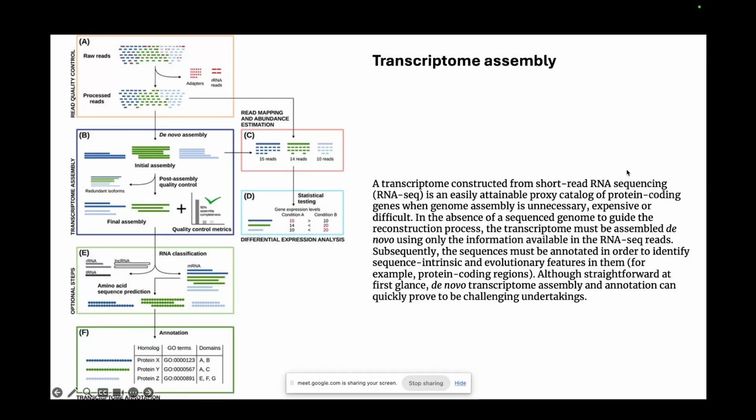Okay, so this is a transcriptome constructed from short-read RNA sequencing, and it's an easily attainable proxy catalog for protein coding genes when a genome assembly is unnecessary, expensive, or difficult. So if you just want to find the protein coding gene sequences and you only have transcriptome data, you do not need to do the whole genome assembly. Transcriptome assembly like this would be enough.